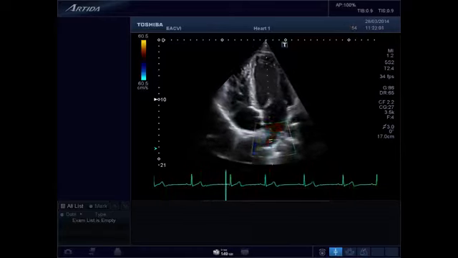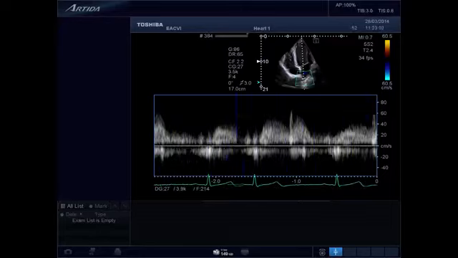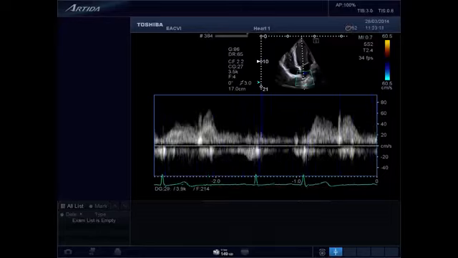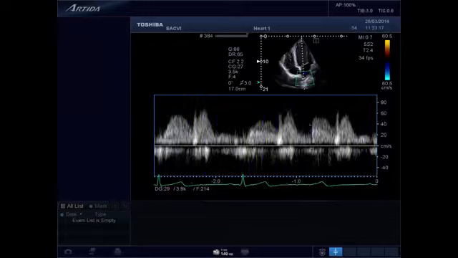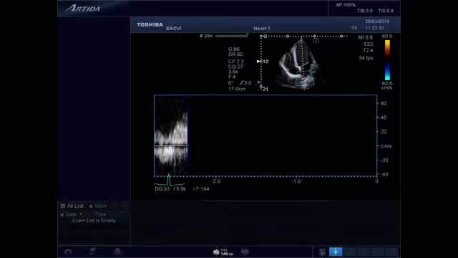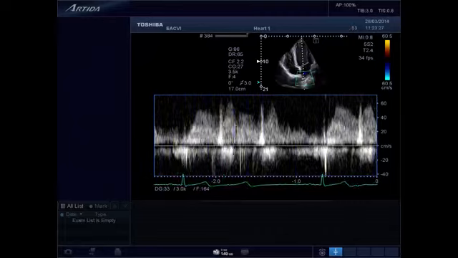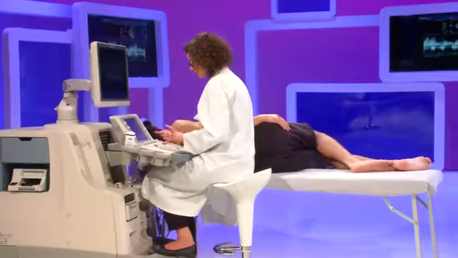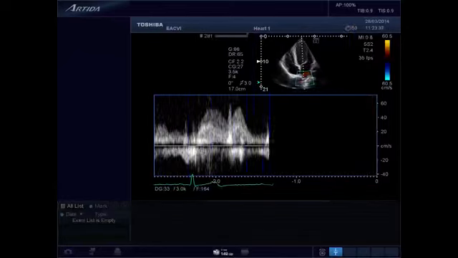I'm trying always to be very parallel, and I'm starting the pulse Doppler. Of course, in order to assess this flow, you have to remove the high PRF. I'm adapting the gain, the scale. So I will go back to the 2D view to adjust the sample volume and go back.